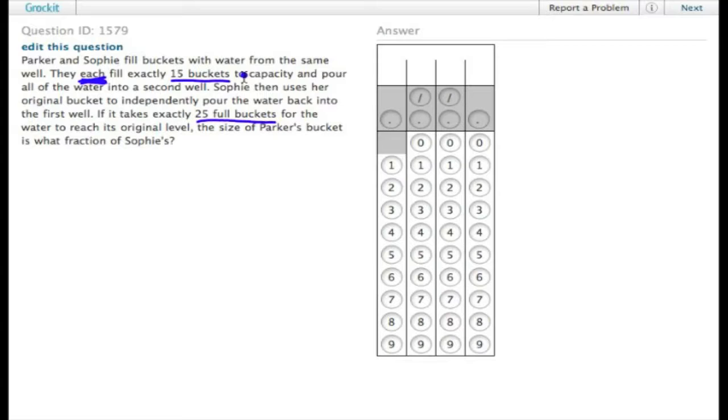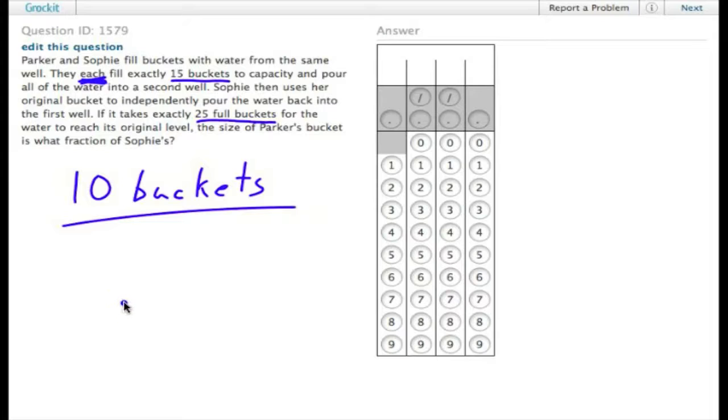So it took her 10 buckets to replace the water that Parker took out of the well with his 15 buckets. So 10 full loads of Sophie's bucket filled up the same amount as Parker's 15.